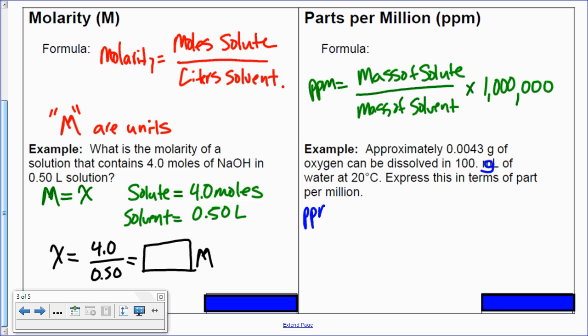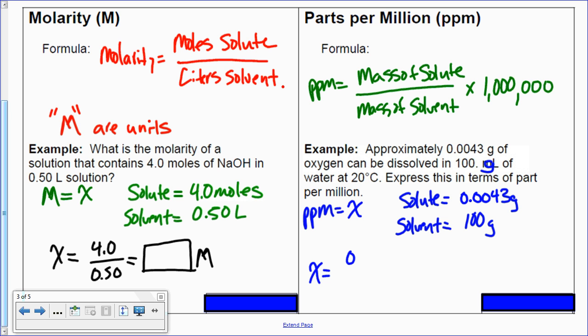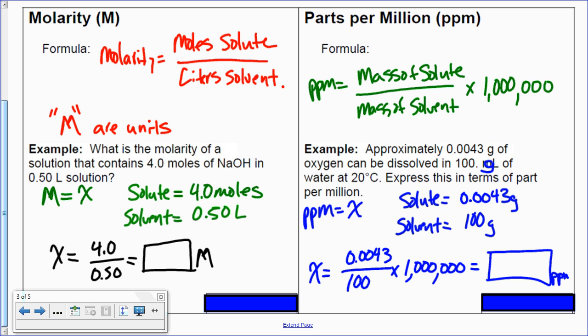So ppm equals X. We don't know what that is, but the solute equals 0.0043 grams, and the solvent equals 100 grams. So when you set it up, X equals 0.0043 divided by 100. Now here's the hard part, times a million. What is your answer? And the units are ppm, parts per million. That's it. Check your answer on your notes sheet to see if you did your math right.